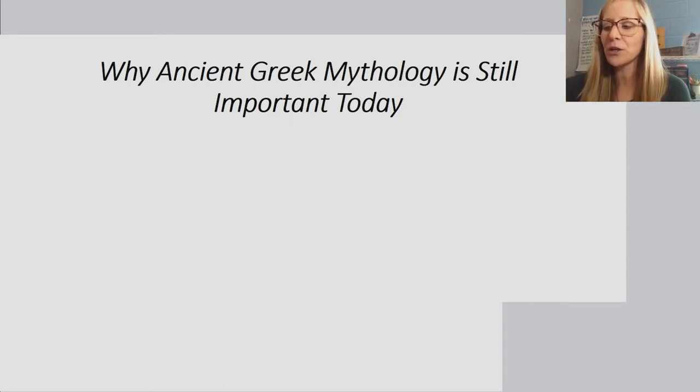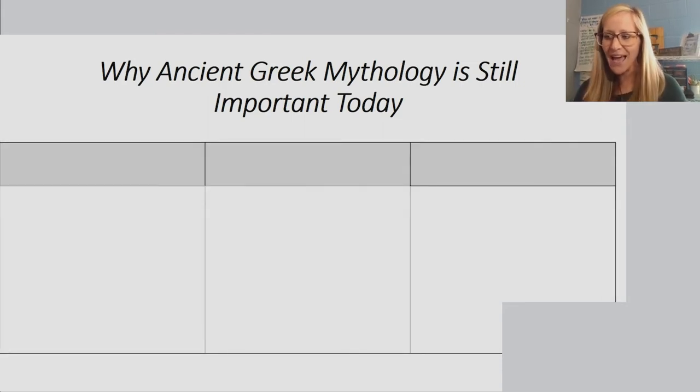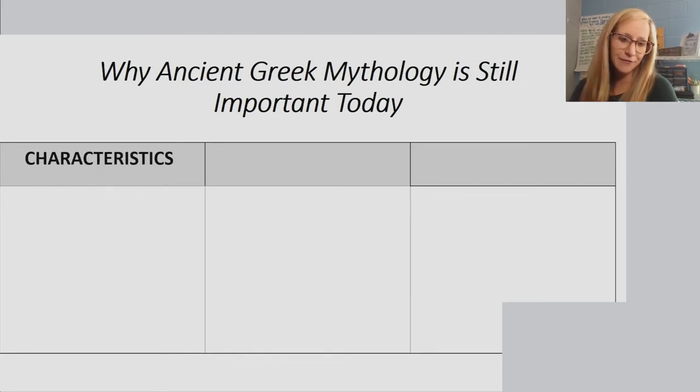So for starters, we're going to make a chart that we can use to help organize our thoughts and collect our evidence. With your paper and pencil, I would like for you to draw a header line and make a chart that has 3 columns like this. So 3 columns. On the left-hand side, I would like for you to label the column characteristics.